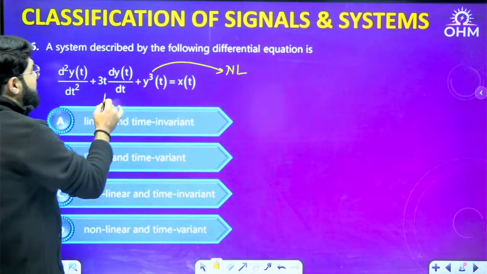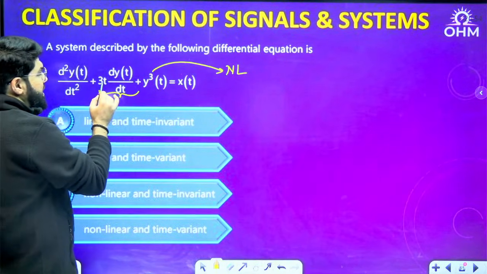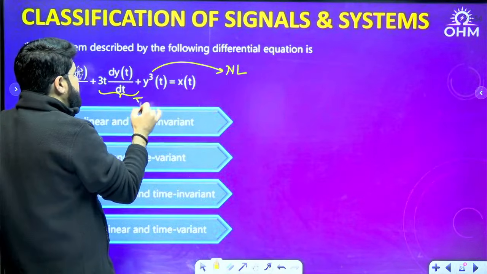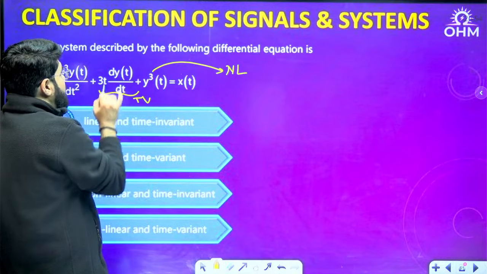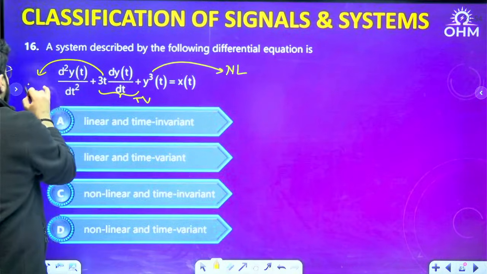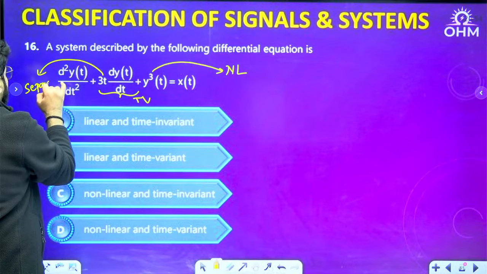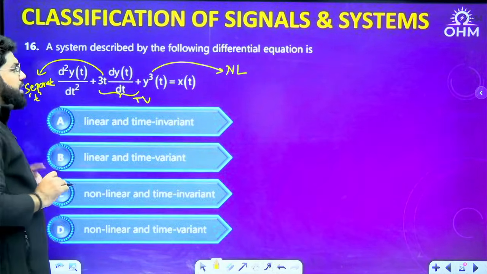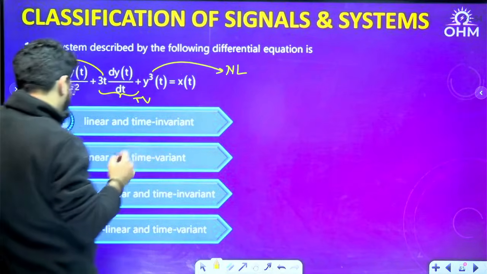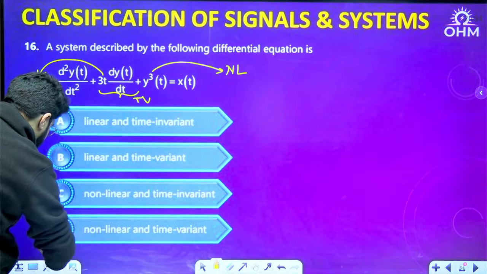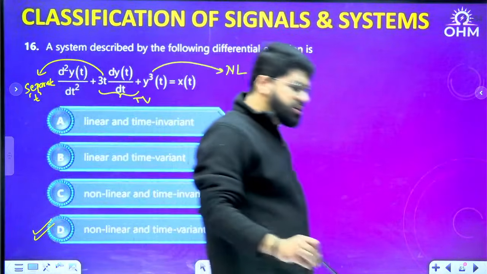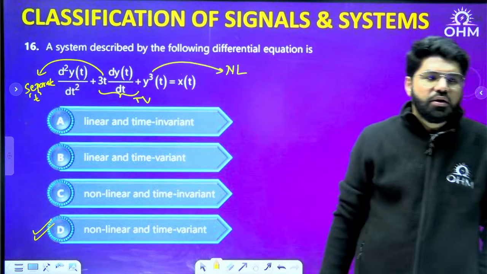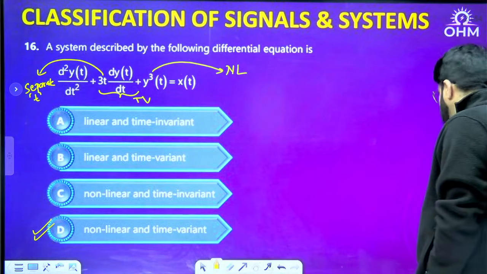Now, anywhere a separate function of time is multiplied, like t, with input, output, or with the derivative, then also the system is time variant. This is a separate t term, so time variant. Y cube, non-linear. So it is non-linear and also time variant. Answer tick mark to be D. Same logic you apply to the differential equation. No need to derive and prove every time. All right.